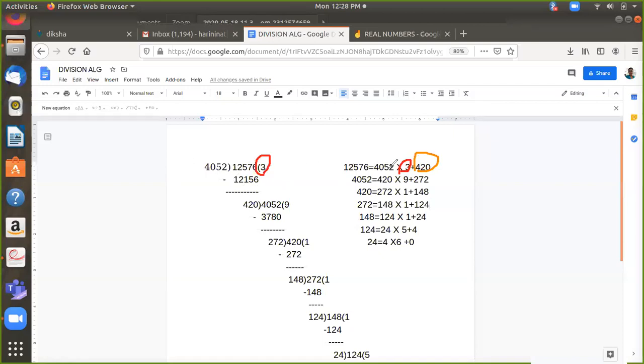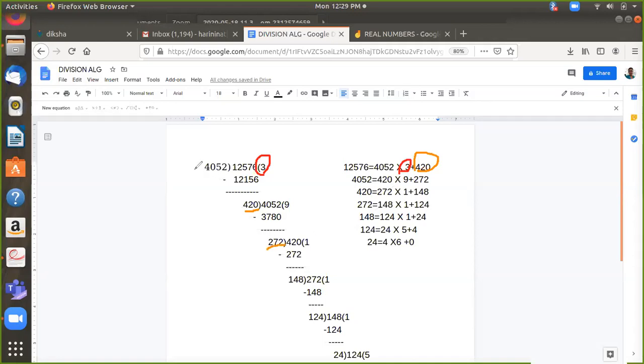So after the division is over, it is very easy to write this. 12,576 is divided with 4,052. 3 times 4,052 when you multiply, you get this 12,576 and the remainder is 420. So after this, the first step is over. It is so easy. Dividend equals divisor into quotient plus the remainder. Same order you have to maintain. Then in the second step, what happened? 4,052 became the dividend. So dividend equals, the divisor was 420. So 420, how many times the quotient was? 9. Plus the remainder was again 272.